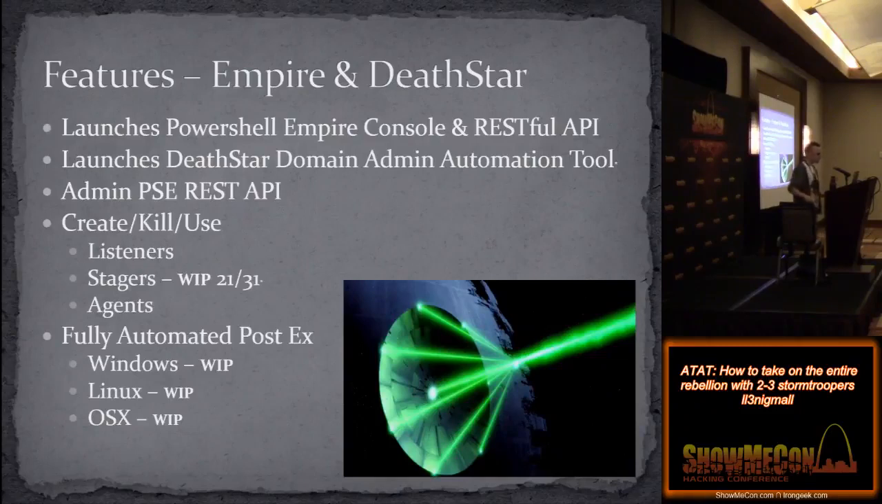The Empire and Death Star feature gives you the option to launch PowerShell Empire and the REST API. It also gives you the option to launch Death Star, the domain admin automation tool. You can admin the REST API, create, kill, and use listeners, stagers, agents. I support 21 out of the 31 available stagers, and I'm working on automated PostX for Windows, Linux, and OS X. It is functional, but it's not quite as polished as I'd like it to be.